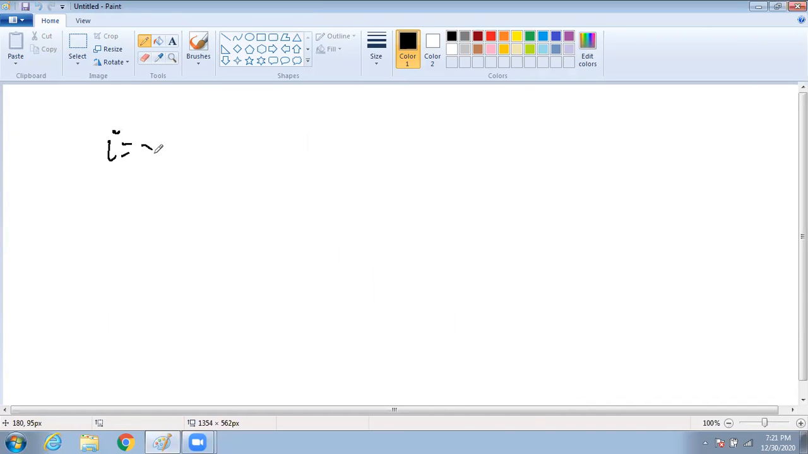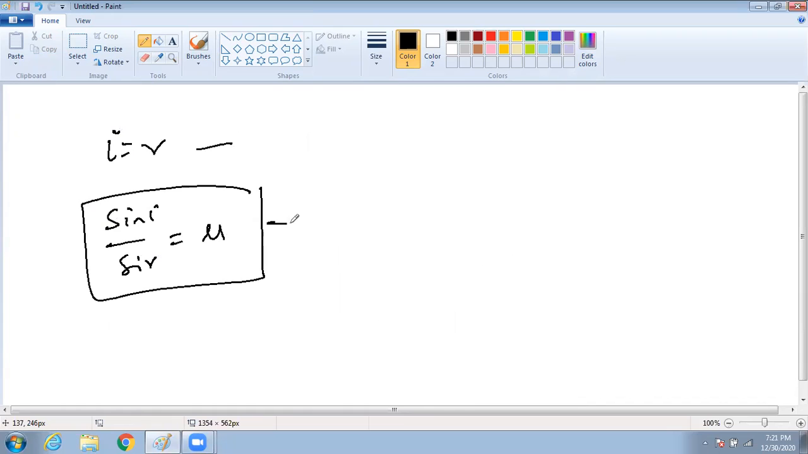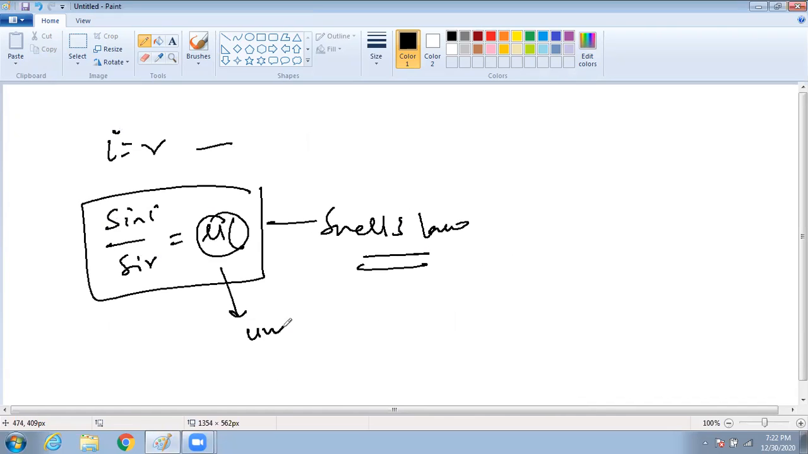And i is equal to r for reflection. Sin i by sin r is the constant mu for refraction. And this is called what law? Snell's law. Mu is a constant and it is a number. No units. Understood? It's only a number, a ratio. Okay.